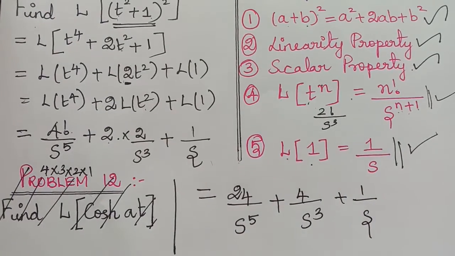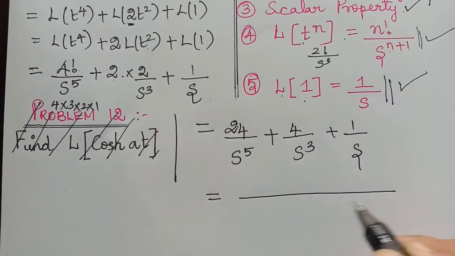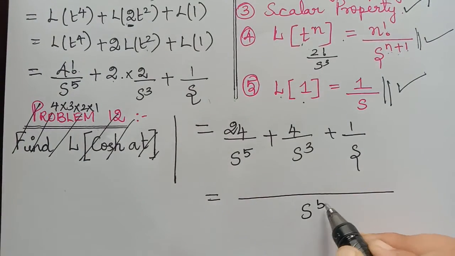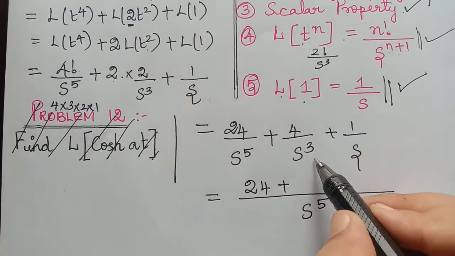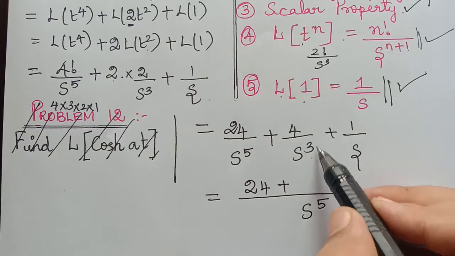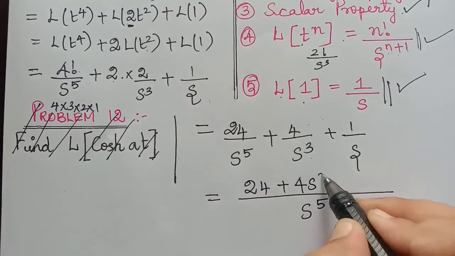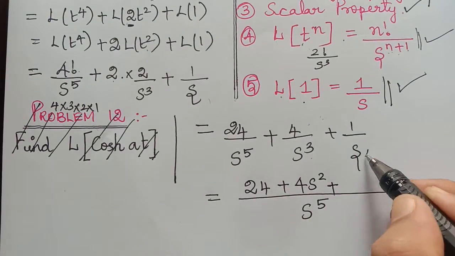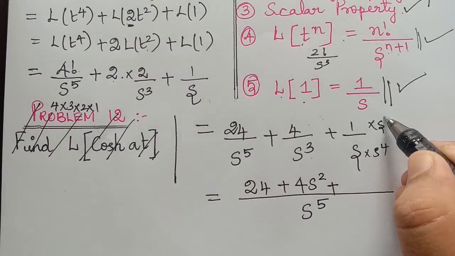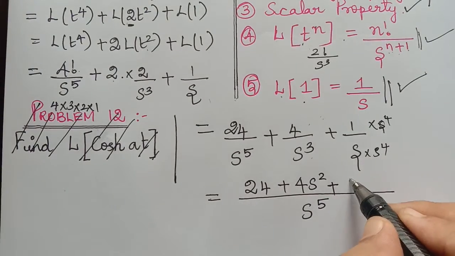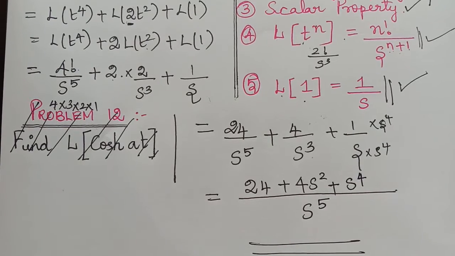We can either leave it as it is, or we can simplify it even more by taking the LCM, and the LCM will be s to the power 5. So we will have 24 plus, we have to multiply s square over here, so the same will be multiplied here. So we will be having 4s square plus, here we have to multiply s to the power 4, so it will be s to the power 4. So this is the solution of problem 11.